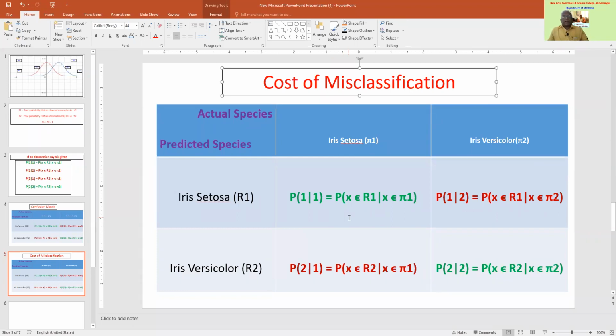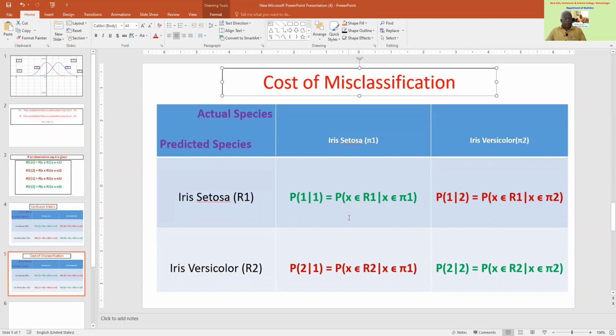But before that, let me give you an example from medical science. If a person does not have any disease, and you predict that yes, you have a certain disease, that is misclassification. On the other hand, a person has a disease, but you are declaring that you are normal, you do not have any disease. That is also a misclassification.